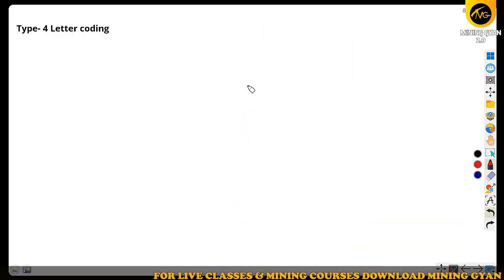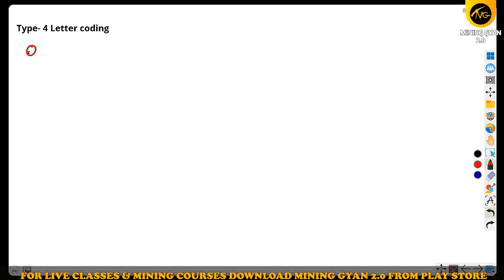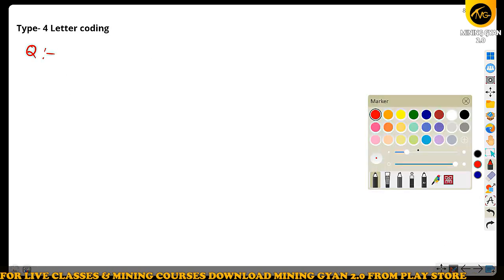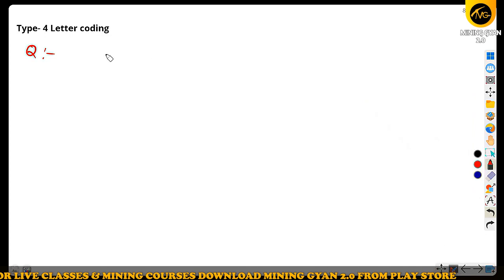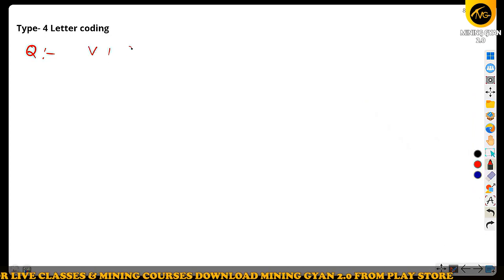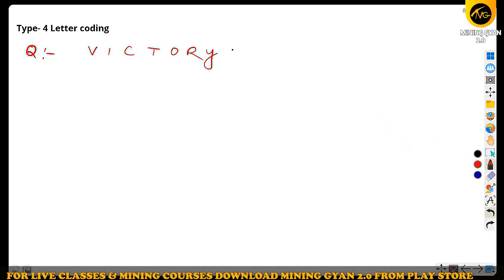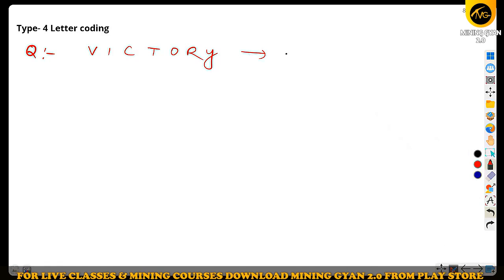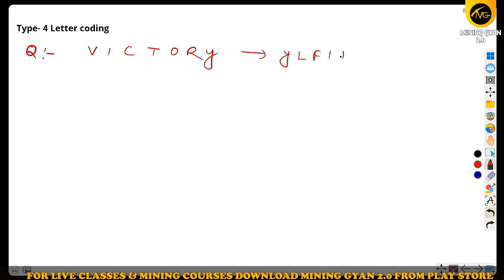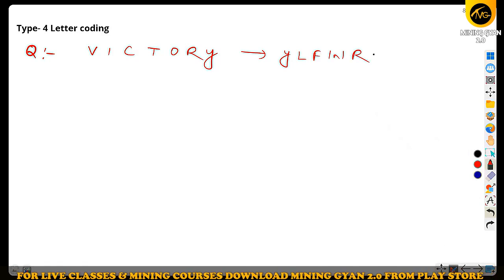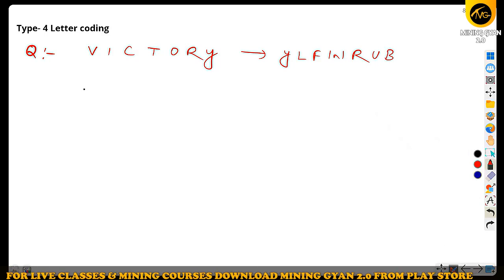Okay, the last type of decoding is called letter coding. Type 4 is the letter coding. Suppose we have a word, victory, and suppose victory is coded as YLFWRUB. Then how can you decode the word success?